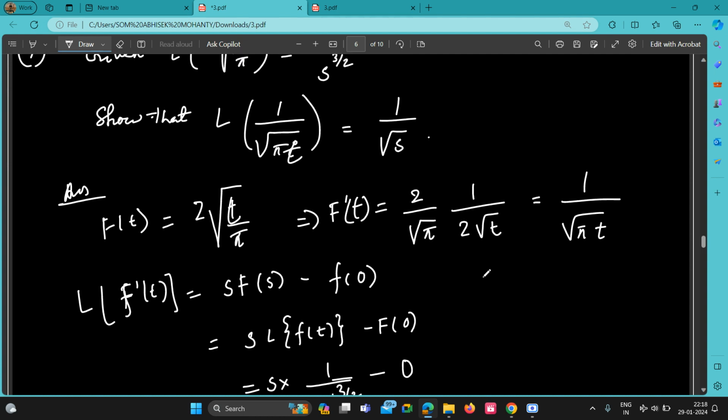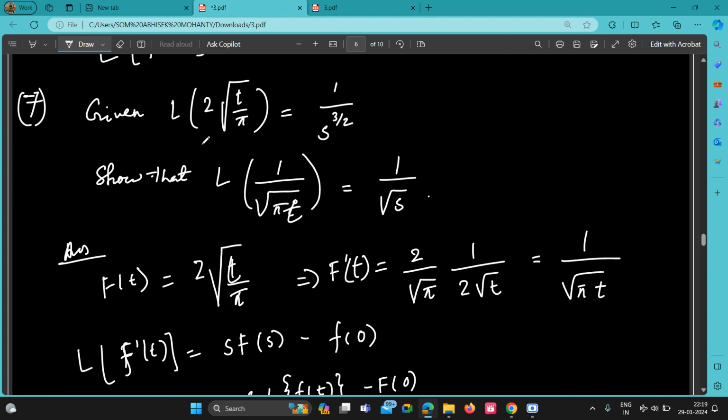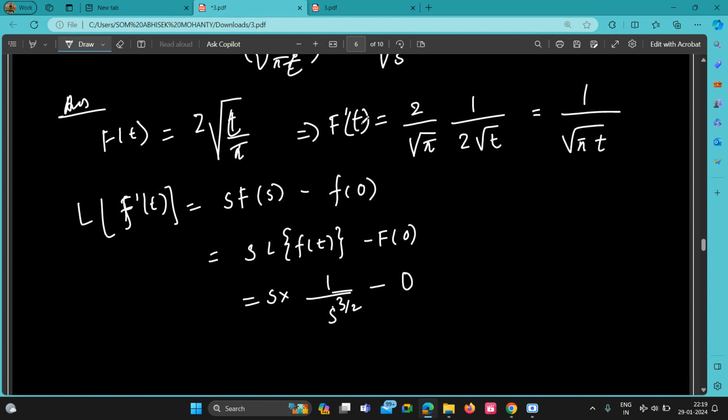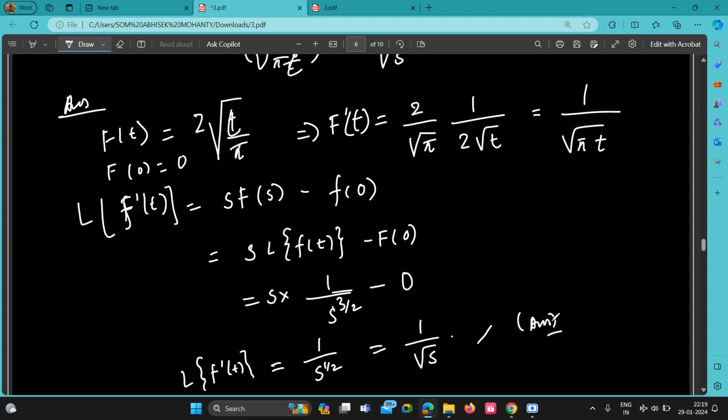Because this one is given, L of f of t is 1 by s to the 3 by 2. F of 0 is 0, because f of t is this one, and just putting 0 in place of t gives 0. So L of f dash t will be 1 by s to the power half. This is the answer.